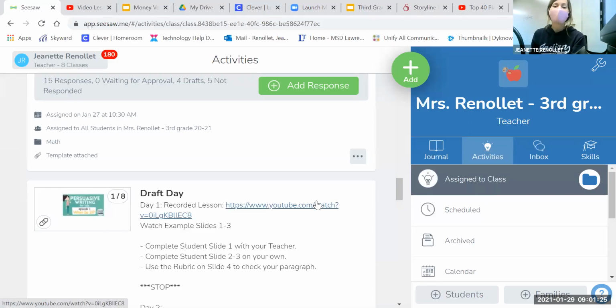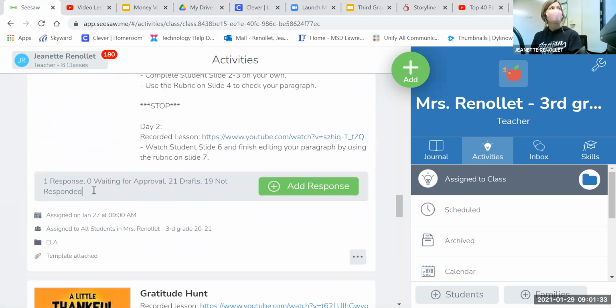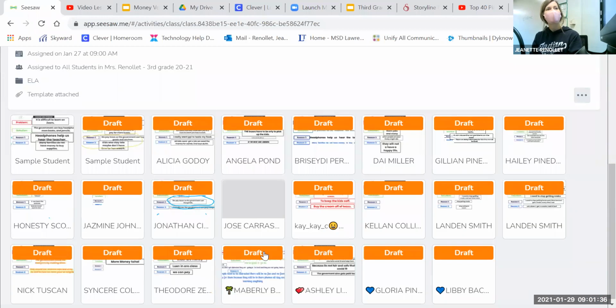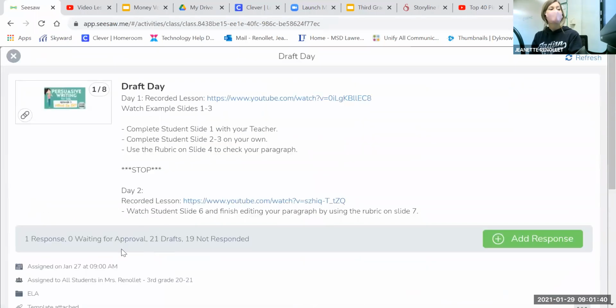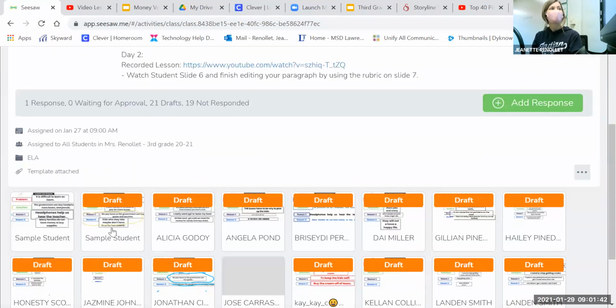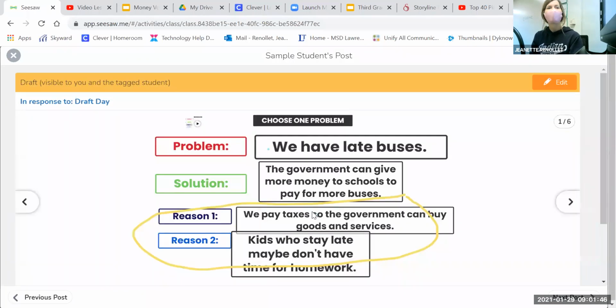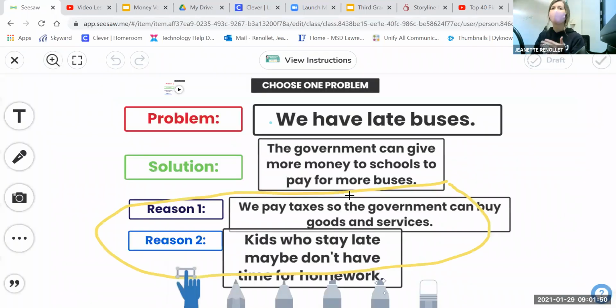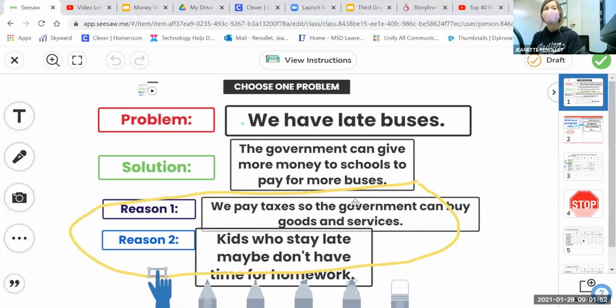All right, for ELA today, we're continuing finishing our draft day task on Seesaw. Everybody has it as a draft right now. So you need to go in and find your draft and click edit, please. Show draft. We're going to edit our drafts today.